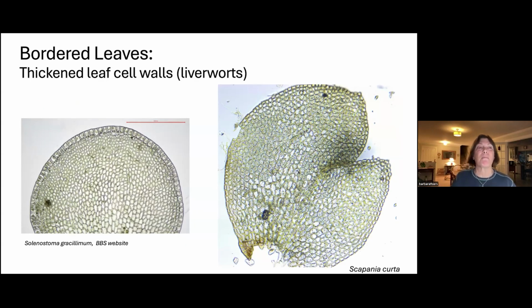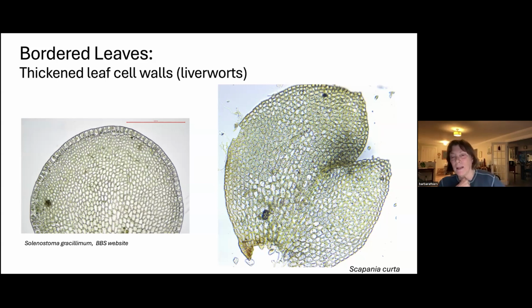Liverworts don't have many bordering things. There's a couple that occur in our area in the Rocky Mountains that do have a border on the cells. In this case, it's not a specialized type of cell in Solenostoma gracillimum, which is not uncommon at higher elevations in the Rockies in wet areas. It's very easy to see, even with a hand lens, that the outermost row of cells is a little bit larger in this case and has a thickened wall, very distinct.